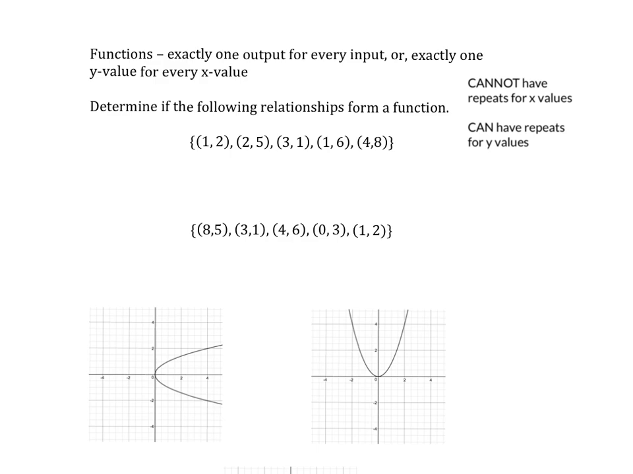As I look through the values here, in just the x values, for starters, the 1, 2, 3, 1, 4 are all of the domain or the x values, and so I see a repeat here. I see a 1 and a 1 there, so this would not be a function. Now let's look at the next example. If I look at the x values, 8, 3, 4, 0, 1, I don't have any repeats there. And if you notice, even in the y values, I don't have any repeats either, but that doesn't necessarily matter. So this would be a function.